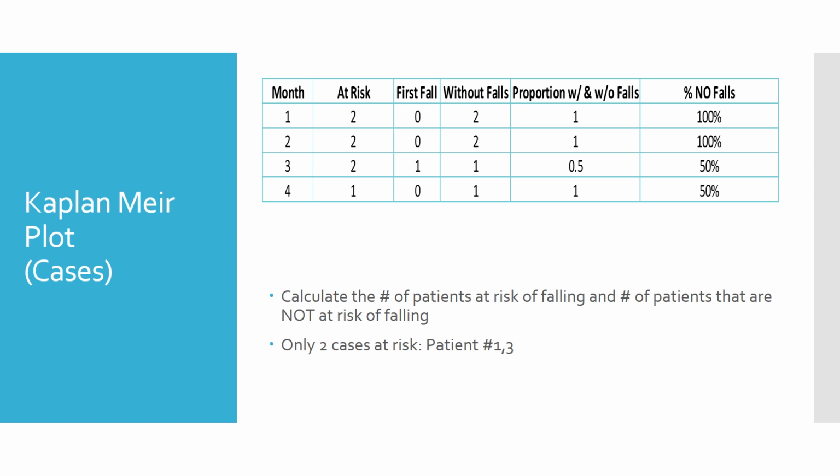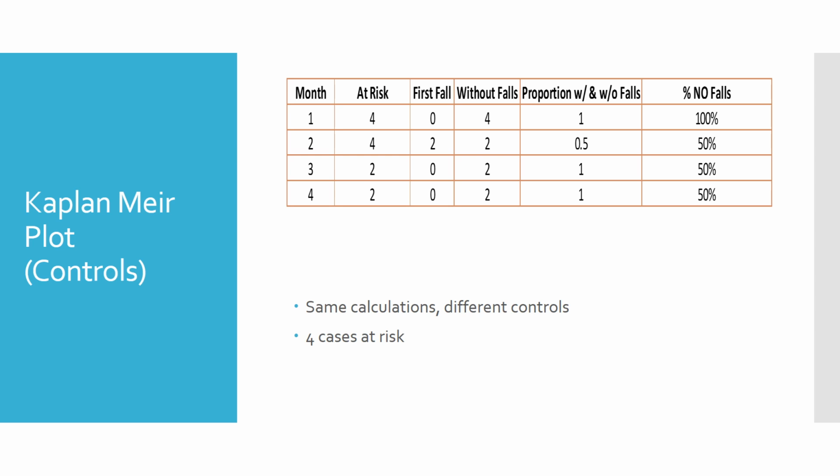After calculating the standard deviation, we must select the controls based on the lowest random numbers. To do this, we calculate the number of patients at risk of falling and the number of patients that are not at risk of falling. So here there's only 2 cases at risk, which are patients number 1 and patient number 3. So for the controls, we do the same calculations, but with different controls. And here there are 4 cases at risk.